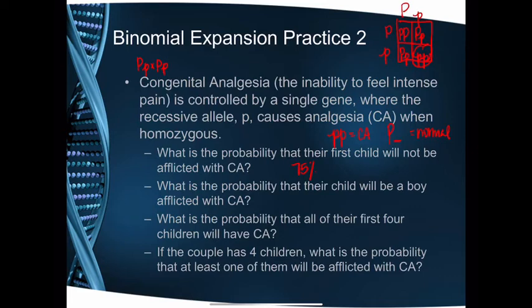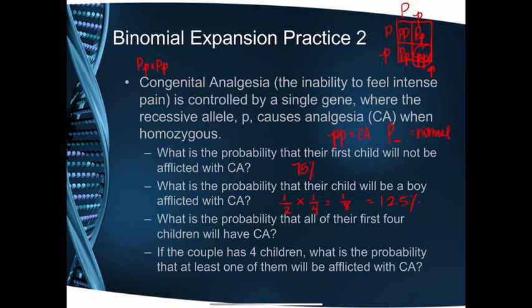Okay? The next one, what is the probability that their child will be a boy and afflicted with CA? So to be a boy, we would say that that's 1/2. And to be afflicted with CA, we said a while ago that was 25%, so 1/4. Okay, so 1/2 times 1/4 is 1/8. If you put that in a percent, it's going to be 12.5%. I don't care if you put it in a percent or a fraction, doesn't matter to me.